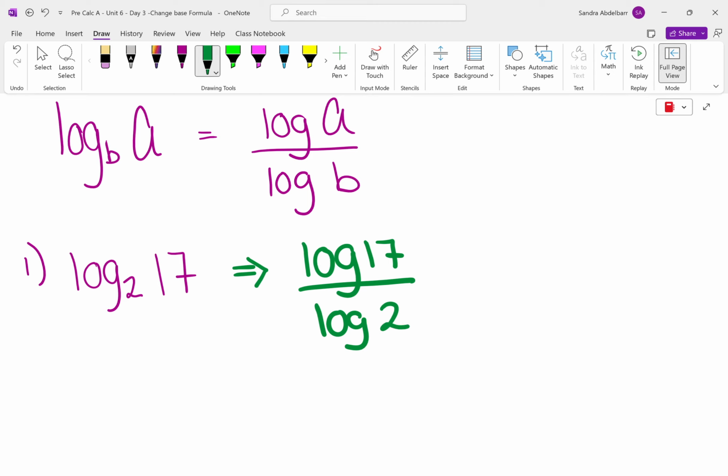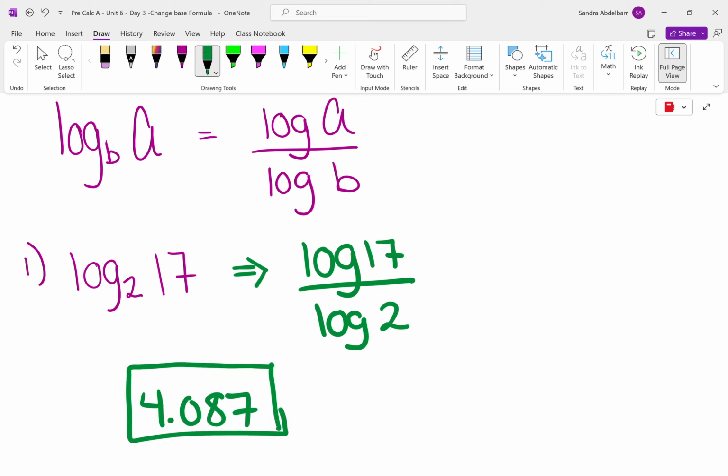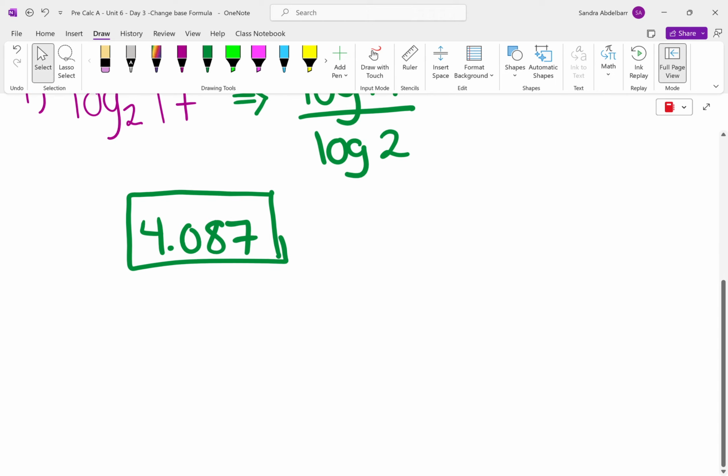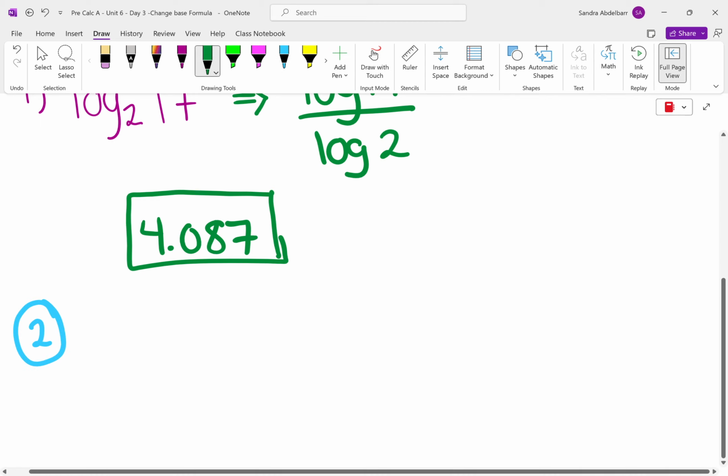So I'm not going to pull up my calculator because then it will stop recording, but you guys in your calculator do log 17 divided by log 2. And we get 4.087 exactly. All right, you guys do this one. Yep, this is part of the 4 problems.